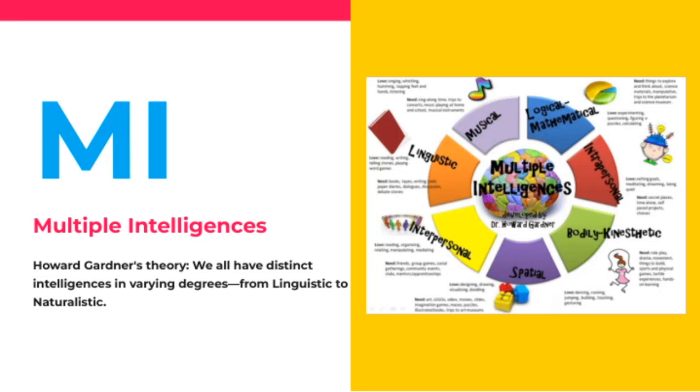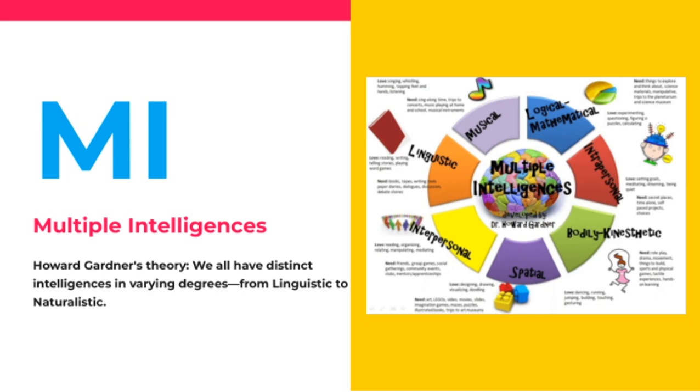Howard Gardner's theory suggests that we all possess a variety of intelligences, and these exist in different degrees from person to person. When we talk about intelligences, we're referring to abilities like linguistic skills, logical mathematical reasoning, musical talent, bodily kinesthetic coordination, interpersonal and intrapersonal skills, as well as naturalistic understanding. This means that each of us might excel in some areas more than others.